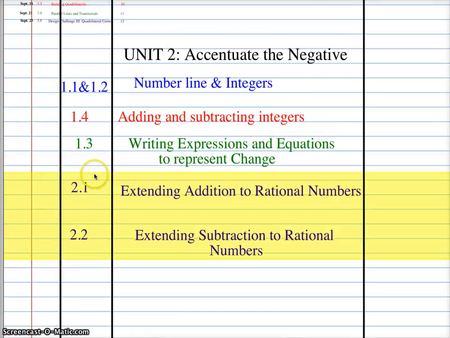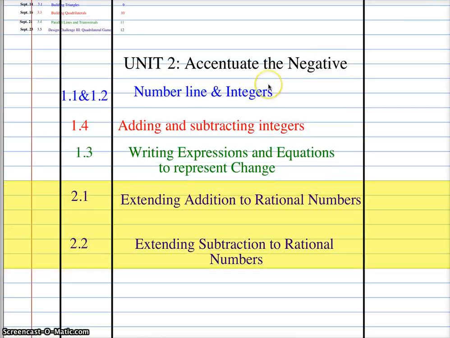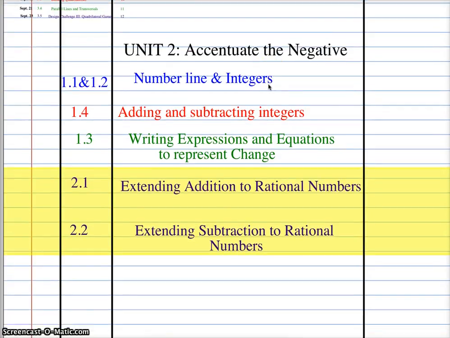Okay, so this is my first time being absent, so I usually make recordings for you guys so you don't miss out on your notes. Today we are covering extending addition to rational numbers and extending subtraction to rational numbers. We'll at least copy down the notes and we'll try and get some practice in whatever we can, and we'll review when I come back.